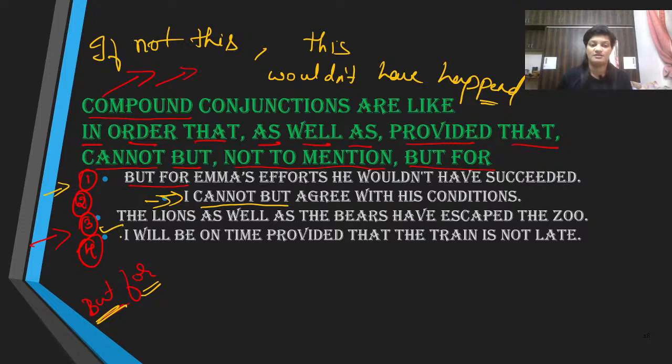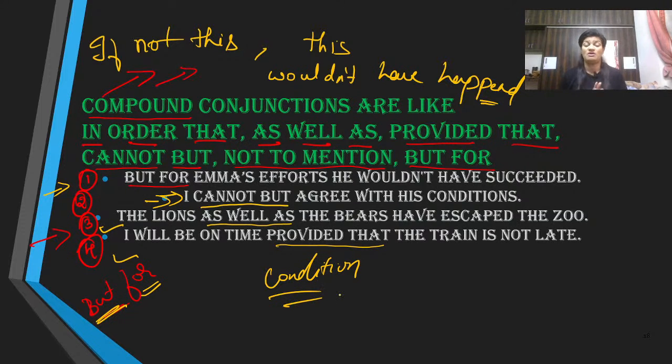Moving on is the lions as well as the bears have escaped the zoo. This is pretty easy. I'm sure you will not have any issues with this. The lions as well as the bears have escaped the zoo. Next one, I will be on time provided that the train is not late. Now here, provided that functions like, again, if, like a condition, like I will be on time if the train is not late. So instead of if, we are using provided that. So this should not be a difficult question. So out of these, can somebody give me any one example?